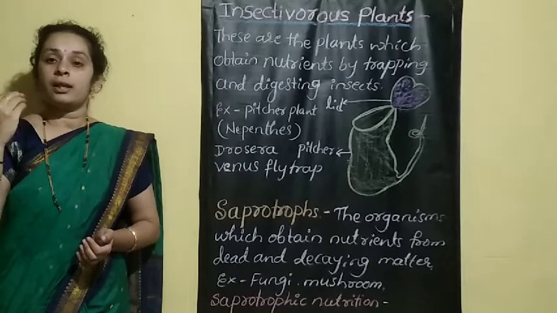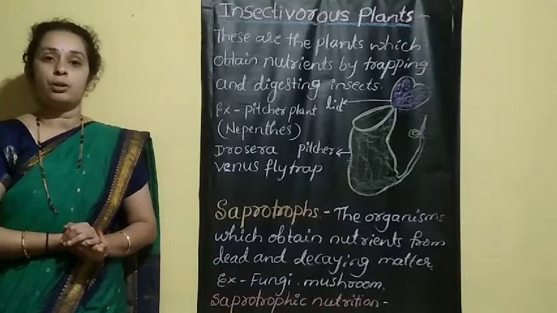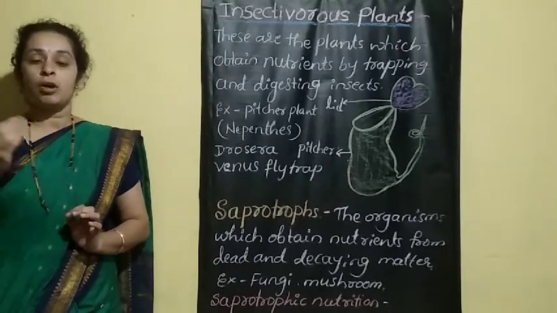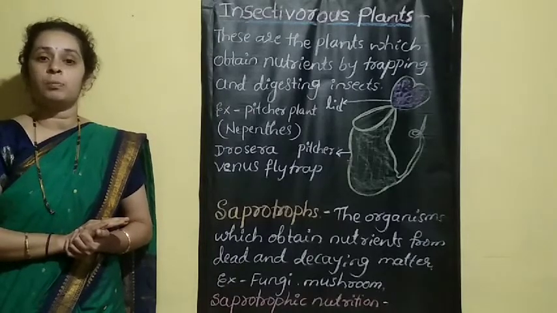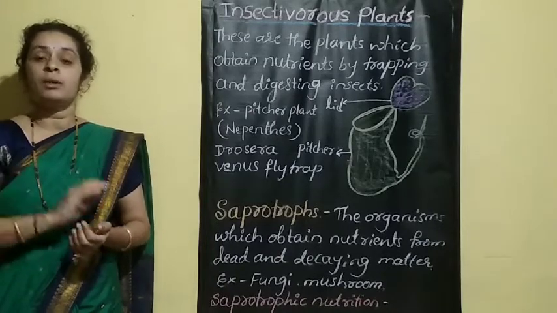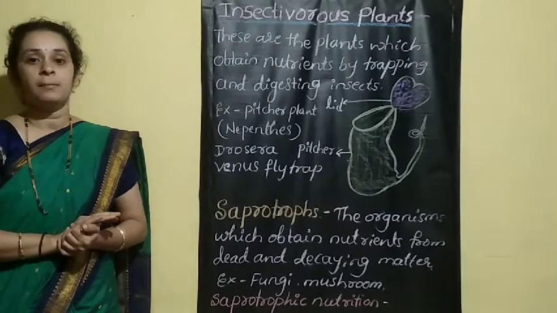These are examples of saprotrophs. These organisms feed on dead and decaying matter. They will obtain the nutrients from that dead and decaying matter.